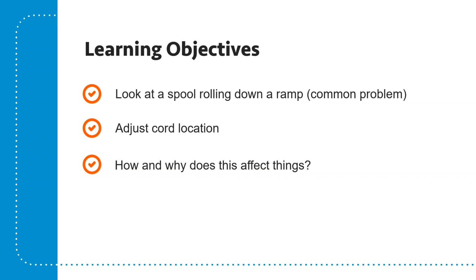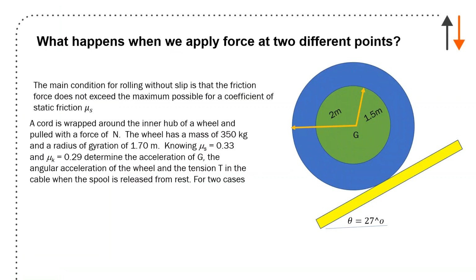So I'm going to adjust the cord length or location and discuss a little bit about how and why this affects things. The main condition for rolling without slip is that the friction force not exceed the maximum possible for a coefficient of static friction mu sub s. So you already know what that is. This down here is bad LaTeX, and that should be 27 degrees.